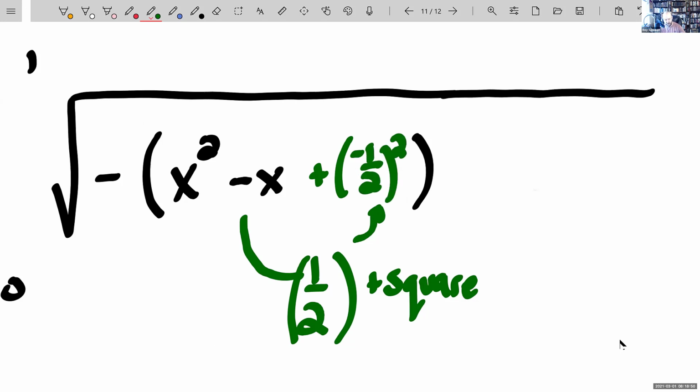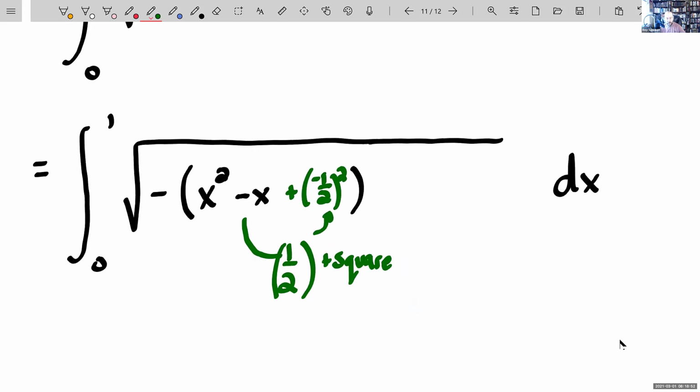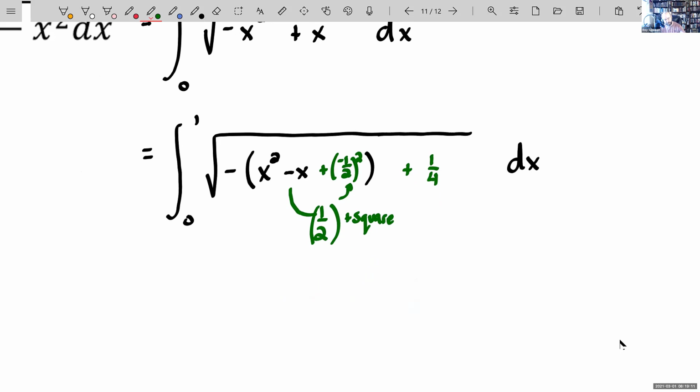It actually does become a -1/2 in a square. Now, when I take a -1/2 and square it, obviously it becomes a positive 1/4. But remember, you're going to be multiplying that by a negative. So really what I've done in this problem is I've subtracted 1/4 from the inside of this. So I need to add back 1/4. Okay, that's completing the square.